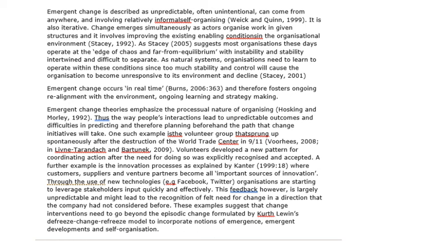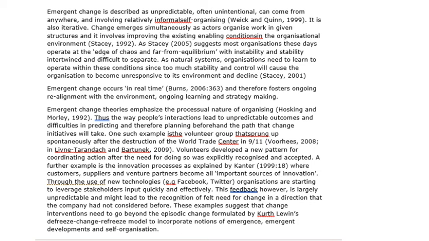Emergent change theories emphasize the processual nature of organizing (Hoskin and Morley, 1992). Thus, the way people's interactions lead to unpredictable outcomes and difficulties in predicting, and therefore planning beforehand, the path that change initiatives will take. One such example is the volunteer group that sprung up spontaneously after the destruction of the World Trade Center in 9/11.